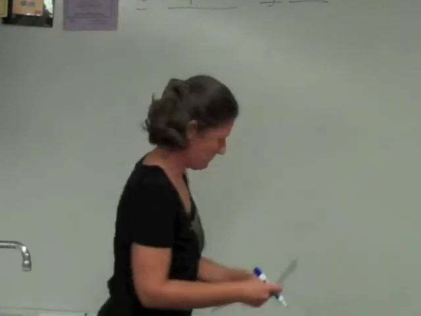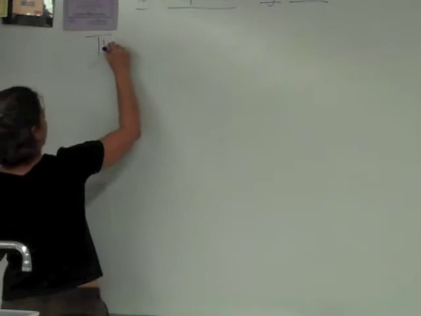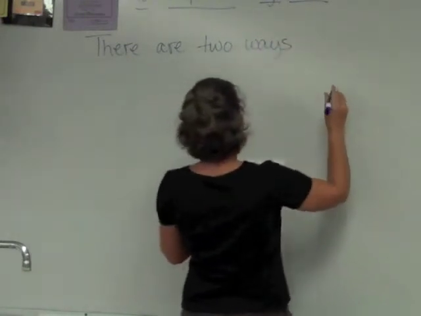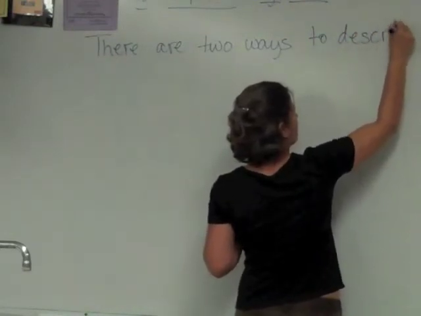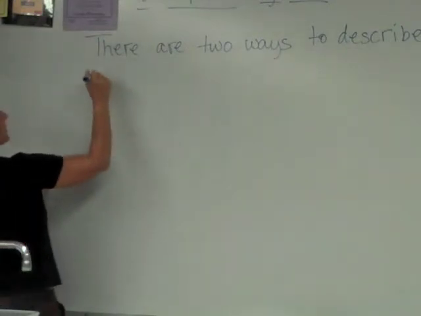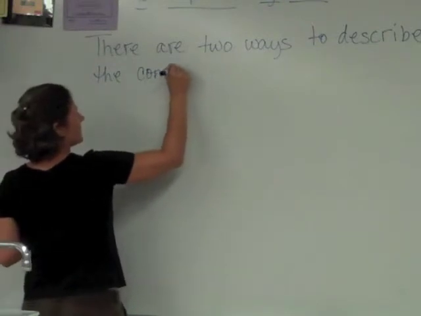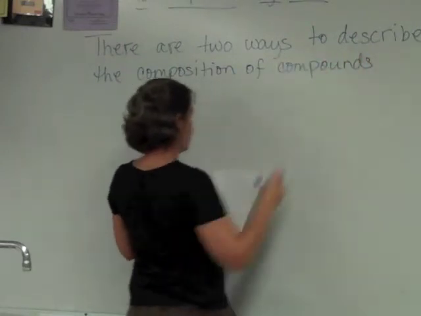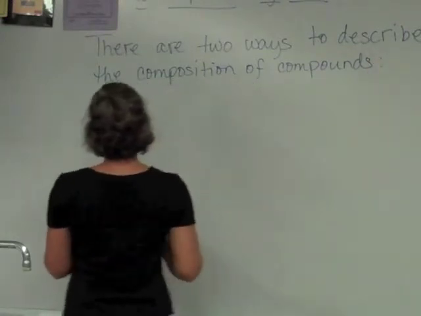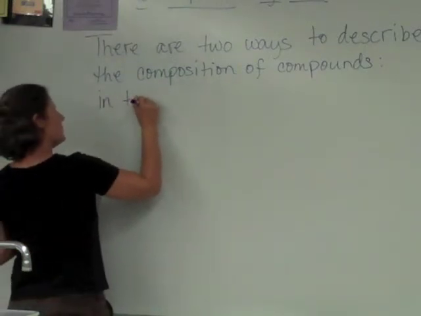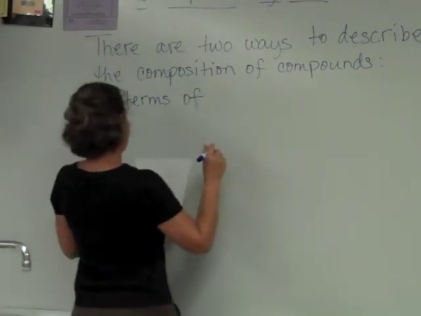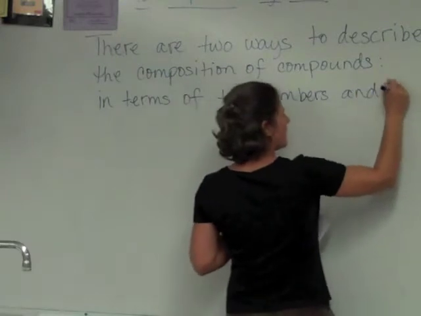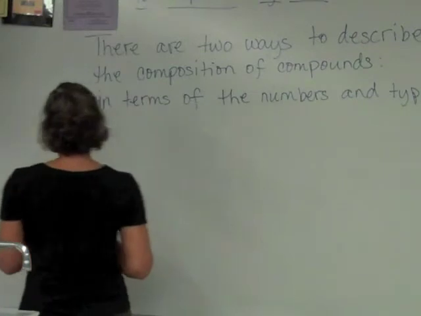Okay, let me write that down. There are two ways to describe the composition of compounds in terms of the numbers and types of atoms present.